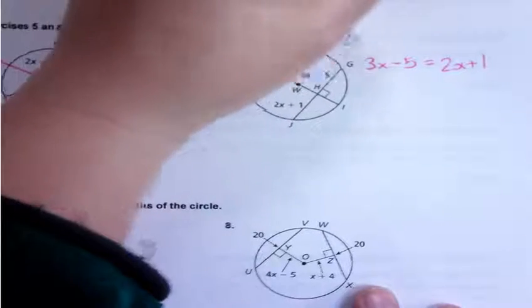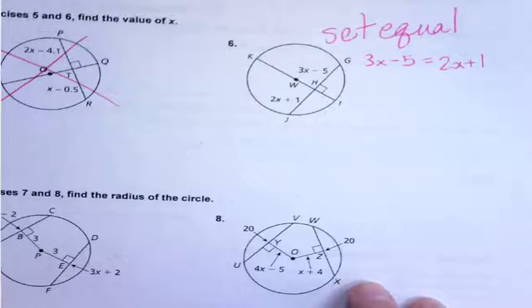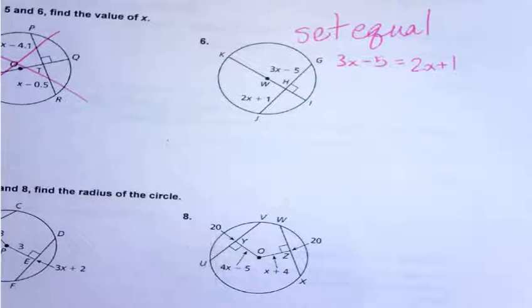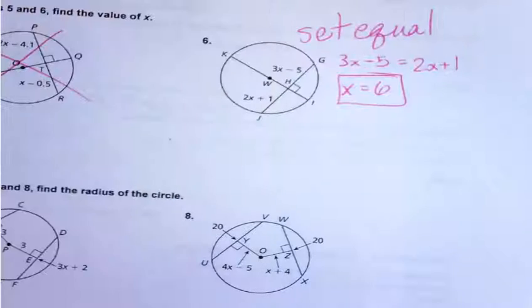The important part that will help you, I would suggest writing "set equal" there, so when you look back, it triggers your memory that you're supposed to set the two sides equal. And then you get x equals 6.